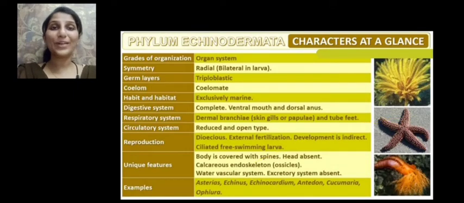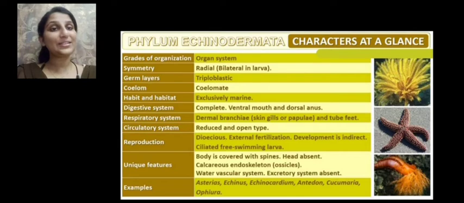Now let us summarize what we have learned so far. The grade of organization is organ system. The symmetry is quite different here: the adults have radial symmetry, and the larval stage has bilateral symmetry. The germ layers are triploblastic. They have a true coelom, and the habitat is exclusively marine. The digestive system is complete, where the mouth is present on the ventral side and the anus on the dorsal side. The respiratory system works with the help of dermal branchiae and tube feet.